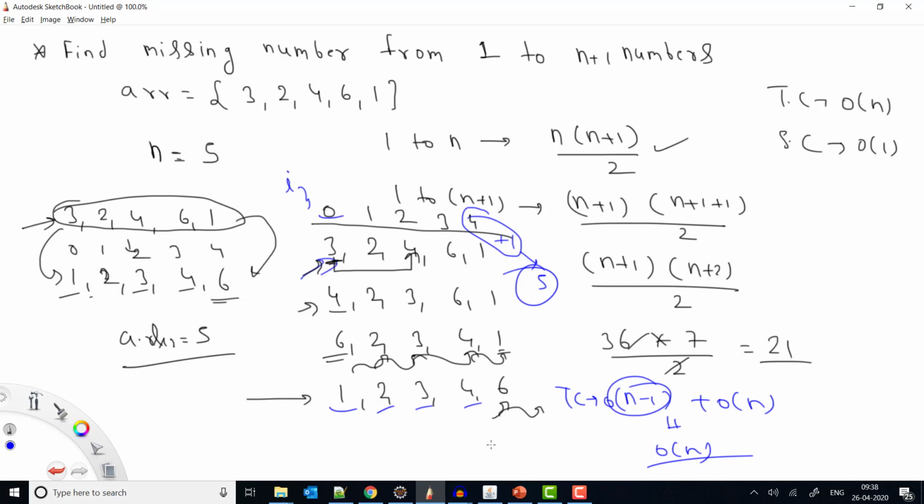Now what is the space complexity? So space complexity in this case will be O(1), because we are not using any extra space, we are just using some constant variables.